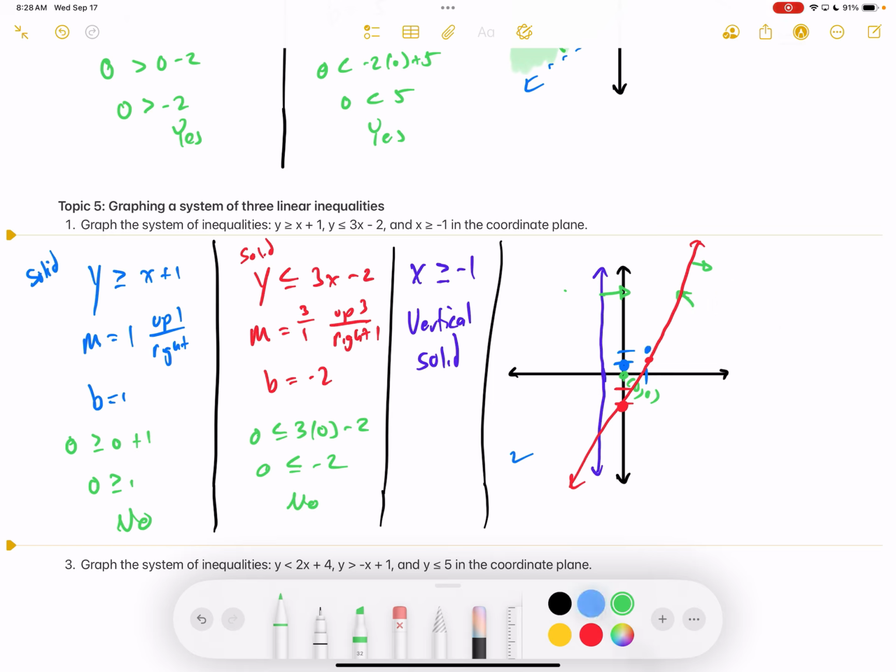Oh, no. Okay, so I need to be to the left of the blue line, to the right of the red line, and to the right of the purple line. So it should just be this area right here. That's the only one that would satisfy all 3 of them. So the purple line doesn't really help us at all on this problem, but it's probably just Grok not giving me a good problem.